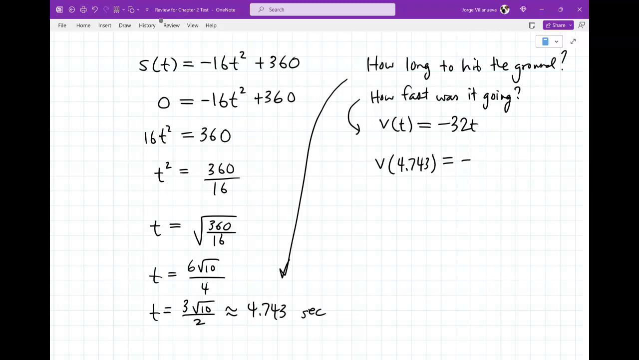So all we got to do is plug in 4.743 into that equation. So negative 32 times 4.743. And my pen decided to take a nap. So let me pause this really quick. So plugging in 4.743, negative 155.776. This is feet per second.